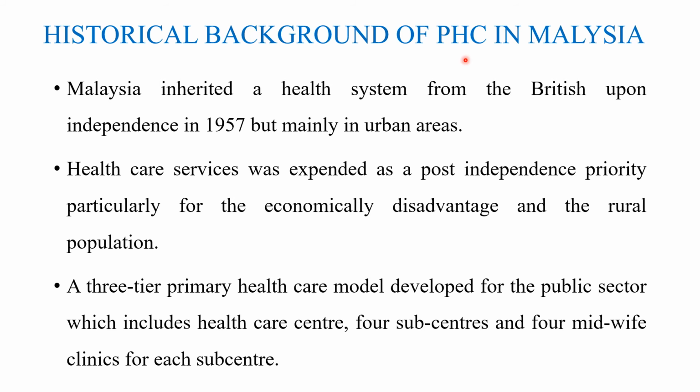So, the historical background of primary health centers in Malaysia. Yes, there is a spelling mistake there. Malaysia inherited a health system from the British upon independence in 1957, but mainly in urban areas. Healthcare services were expanded as a post-independence priority, particularly for the economically disadvantaged and rural population. The three-tier primary healthcare model was developed for the public sector, which includes a healthcare center, 4 subcenters and 4 midwife clinics for each subcenter.